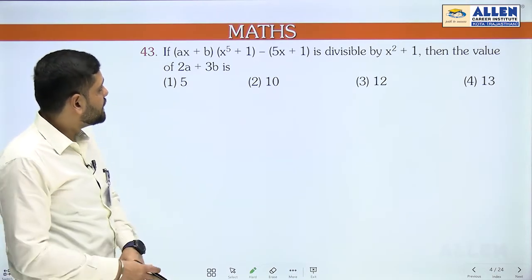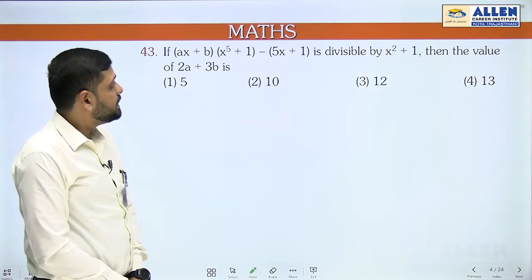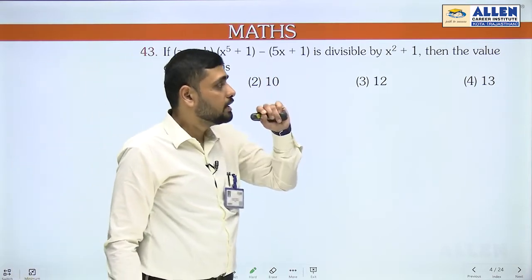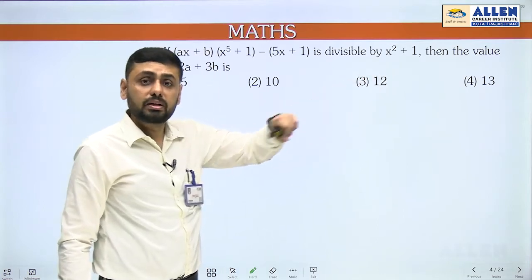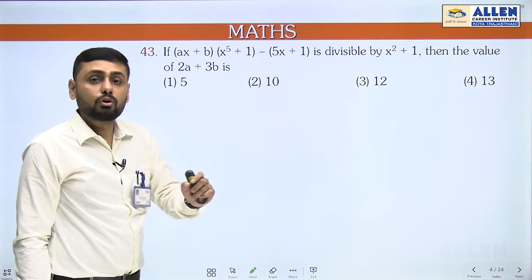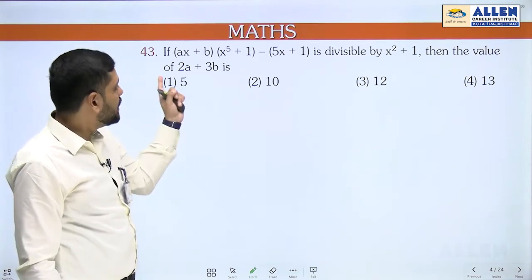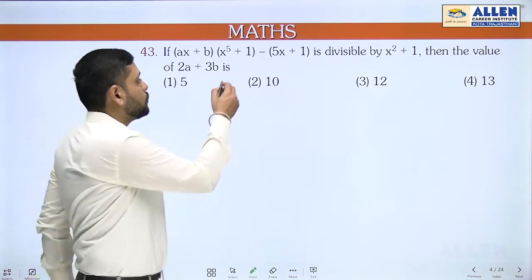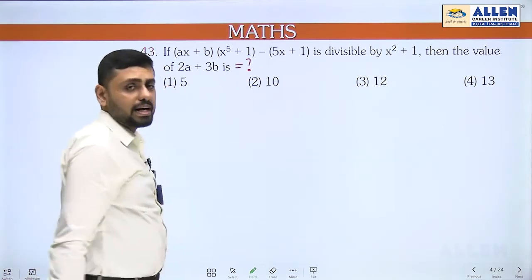Now, what is given in the next question is, if ax plus b into x to the power 5 plus 1 minus 5x plus 1 is divisible by x square plus 1. Divisible means we will get the remainder as 0. This is what divisible means. Then the value of 2a plus 3b is? We need to find the value of 2a plus 3b, right?